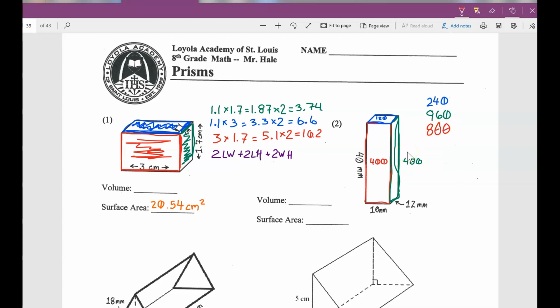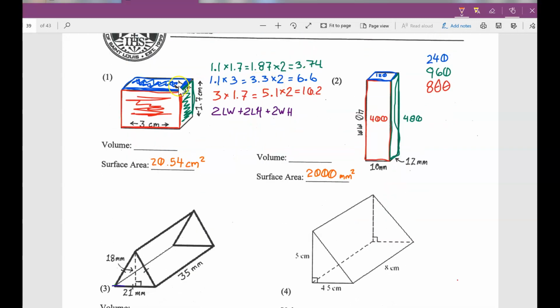So let's add all those together. 240 plus 960 plus 800. According to my calculator, that comes out as exactly 2,000. Okay. We have millimeters. Surface area is always raised to the second power, millimeters squared. All right, so that should be a good start on how to do rectangular prisms.